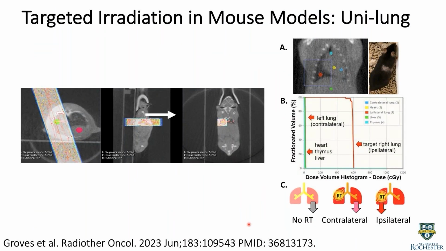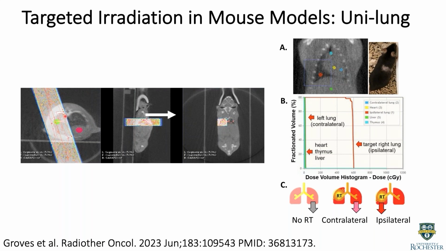So switching to another normal tissue example, this time the lung. This is work from Angela Groves using the SARRP with a more complex targeting and dose delivery in a C57 female mouse. We take a CT scan that allows targeting and treatment planning to deliver 3 fractions of 6 gray to the right lung to avoid the heart and the left lung.